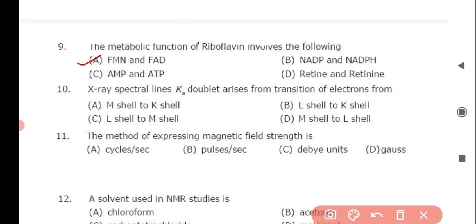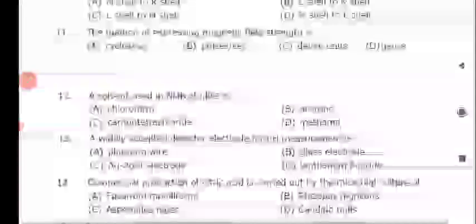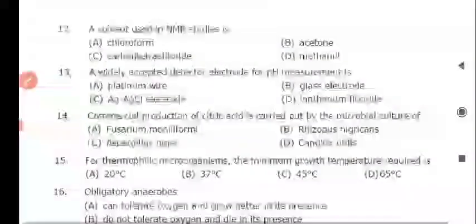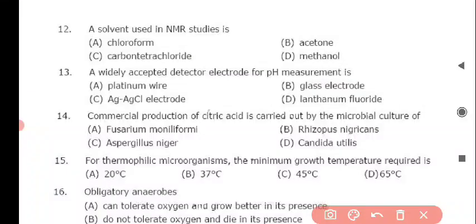Next question is X-ray spectral lines K-alpha doublet arises from transition of electrons from, and the correct answer is option B, L shell to K shell. And the next question is the method of expressing magnetic field strength is, and the correct answer is option D, Gauss. Next question is a solvent used in NMR studies is, and the correct answer is option C, carbon tetrachloride.